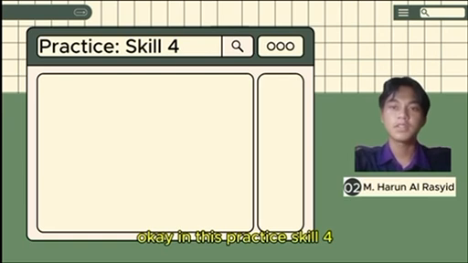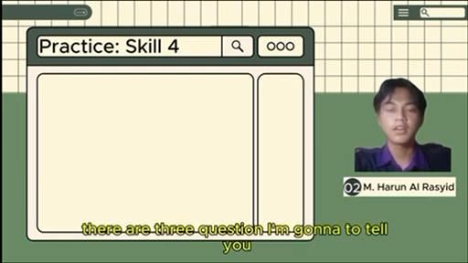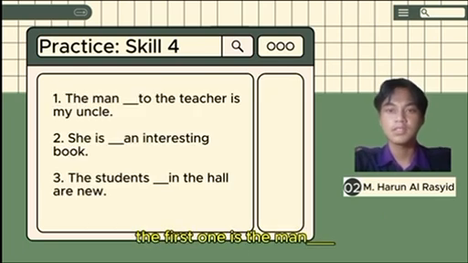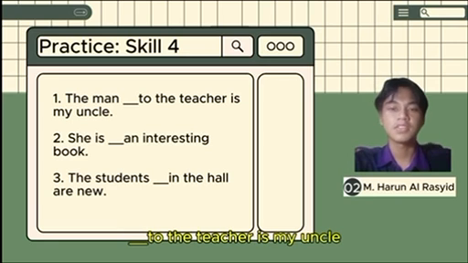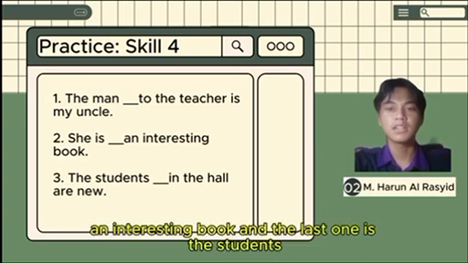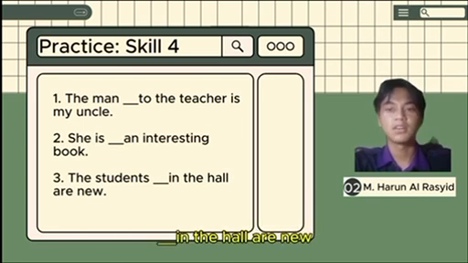Okay, in this practice for skill 4, there are 3 questions. The first one is, the man blah blah blah to the teacher is my uncle. The second question is, she is blah blah blah an interesting book. And the last one is, the students blah blah blah in the hall are new.